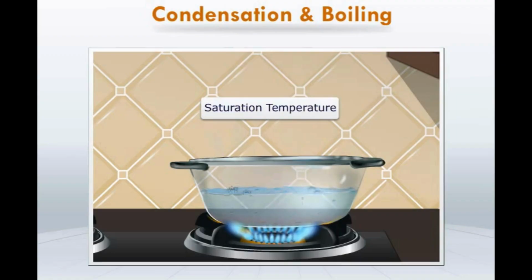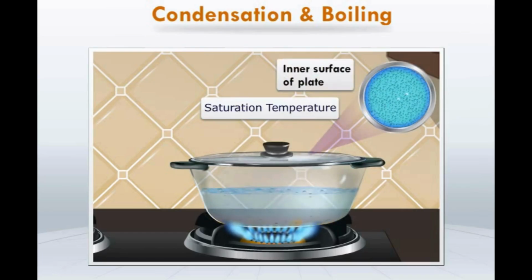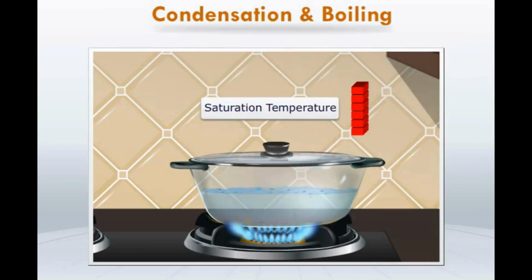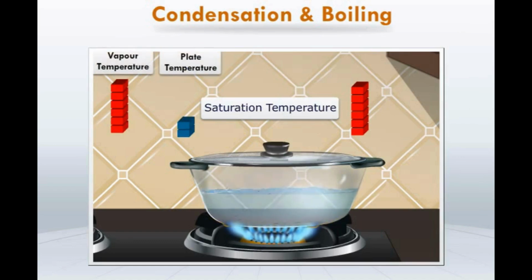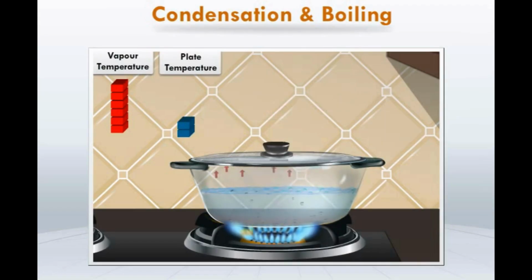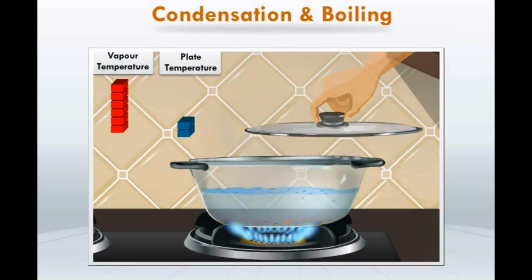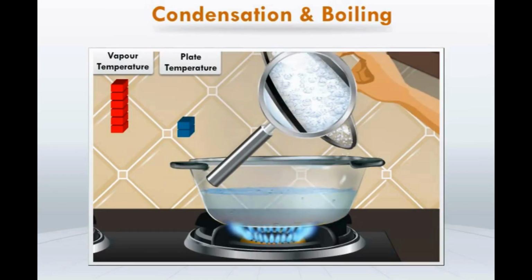Now, if we cover the pan with a plate, after some time, some droplets of water start accumulating on the plate surface. This is because the temperature of the plate is lower than that of the vapors. Due to this temperature difference, heat transfer takes place and the temperature of the vapors falls below the saturation point. Then these vapors condense and gather on the plate to form water droplets. This process is known as condensation.